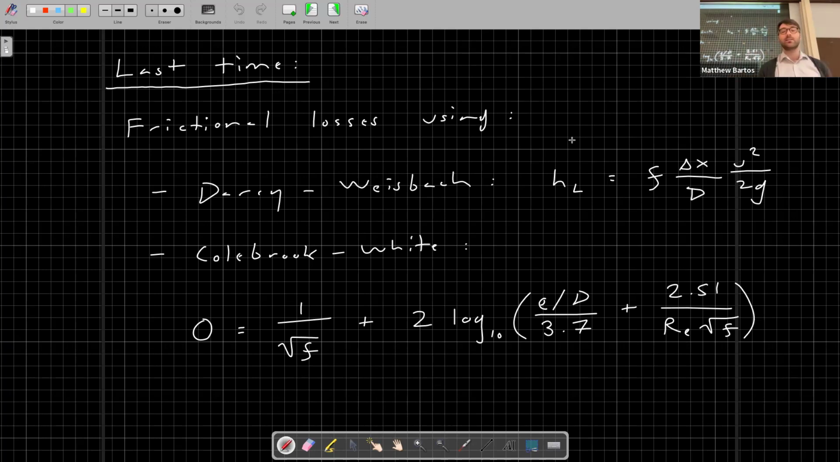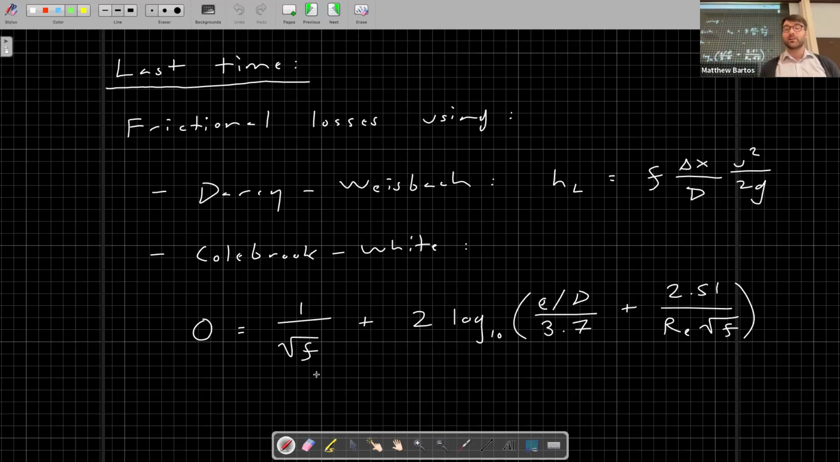So the first is the Darcy-Weisbach model for computing frictional losses. This gives us the head loss over a pipe of some length delta x, given the diameter, the velocity in the pipe, along with some friction factor. And to compute this friction factor, we introduced another equation, the Colebrook-White equation. So this is used to compute that friction factor F.